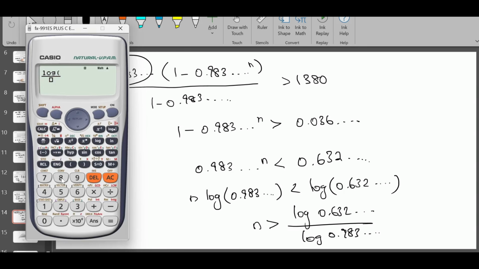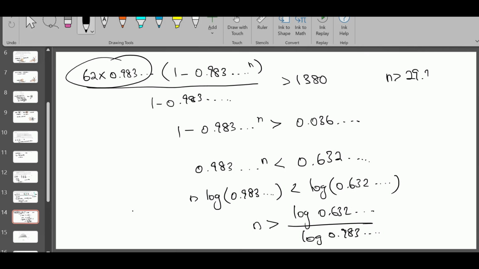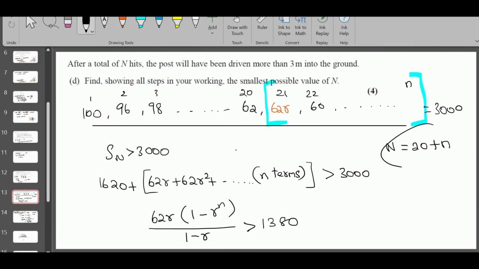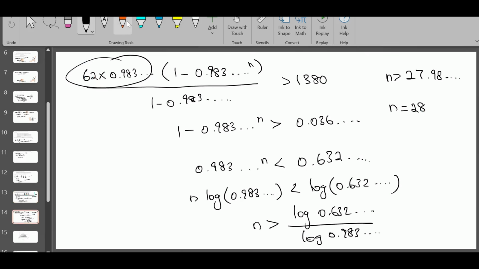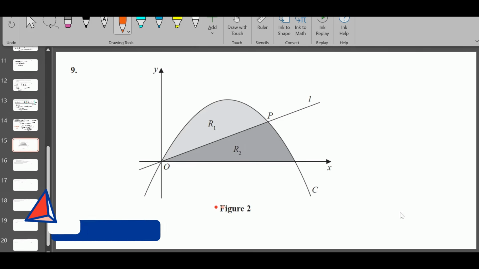I have stored both the values. Log c divided by log b. I got 27.98. So n is greater than 27.98. So take the next integer, n is equal to 28. And we know capital N is 20 plus small n, right? So you need to write, therefore, capital N is 20 plus 28 is equal to 48. That's the answer.